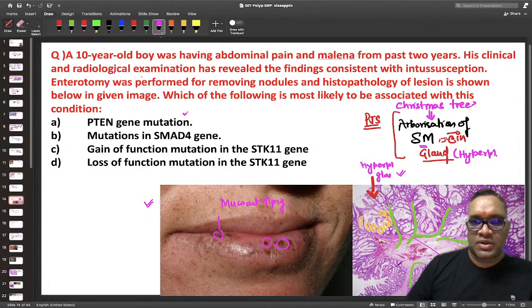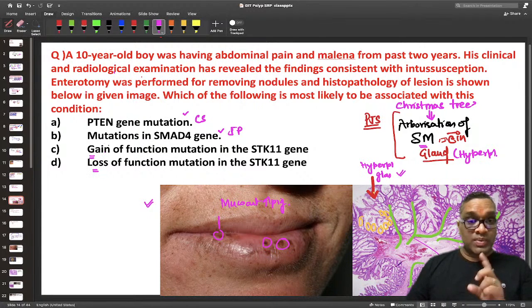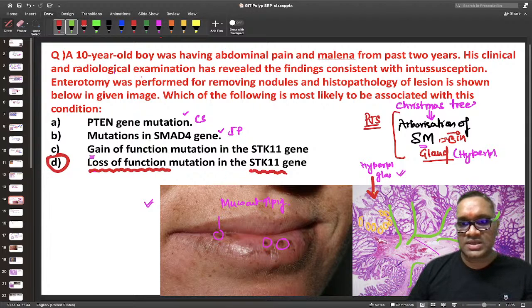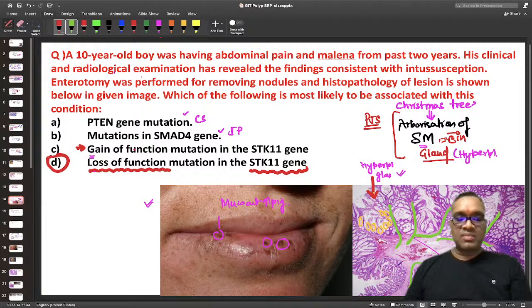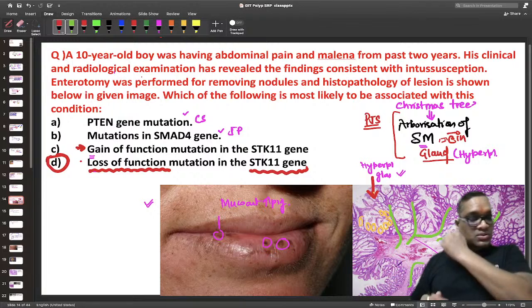So PTEN gene mutation, I have already told you, is Cowden syndrome. Mutation in SMAD4 will be seen in juvenile polyp, right? And now you have two kinds of mutation, gain or loss. So please remember, Peutz-Jeghers syndrome is due to loss of function mutation. The answer is loss of function mutation in the STK11. Majority of you knew it, but you have given gain of function mutation in STK11, right? Probably you were in a hurry when you gave your answer.